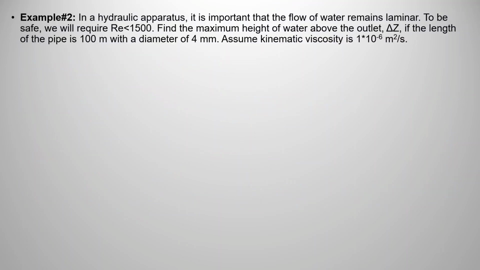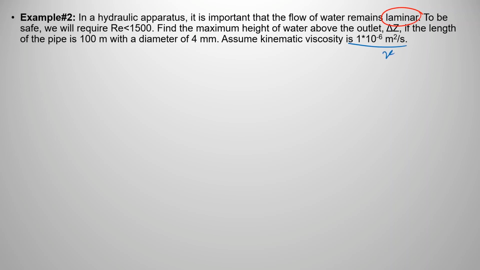We have a hydraulic apparatus, and it is important in this hydraulic apparatus that the flow of water remains laminar. So I'm going to circle laminar out because we want laminar flow. To be safe, we will require Reynolds number to be less than 1,500. What we are going to find is the maximum height of water above the outlet of whatever hydraulic apparatus that we have if the length of the pipe is 100 meters with a diameter of 4 millimeters. And also we have been given the value of kinematic viscosity, or nu.